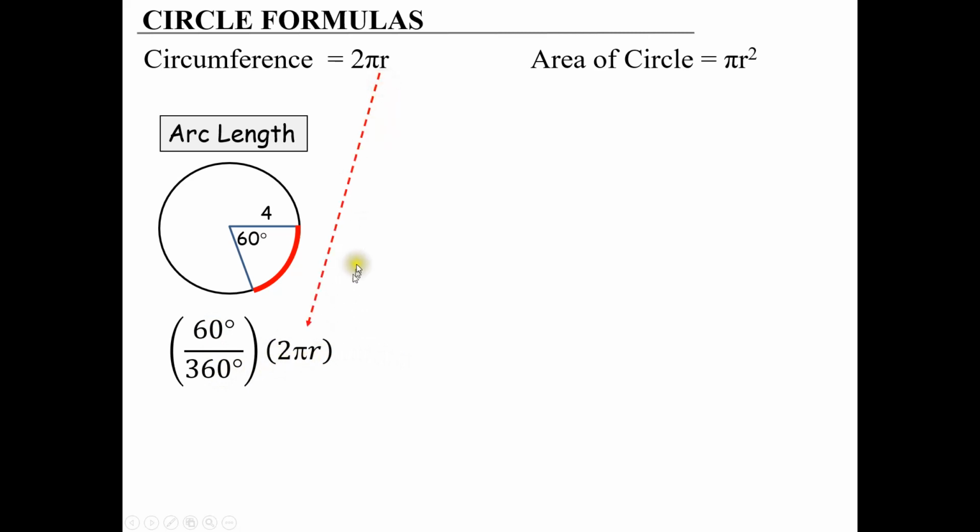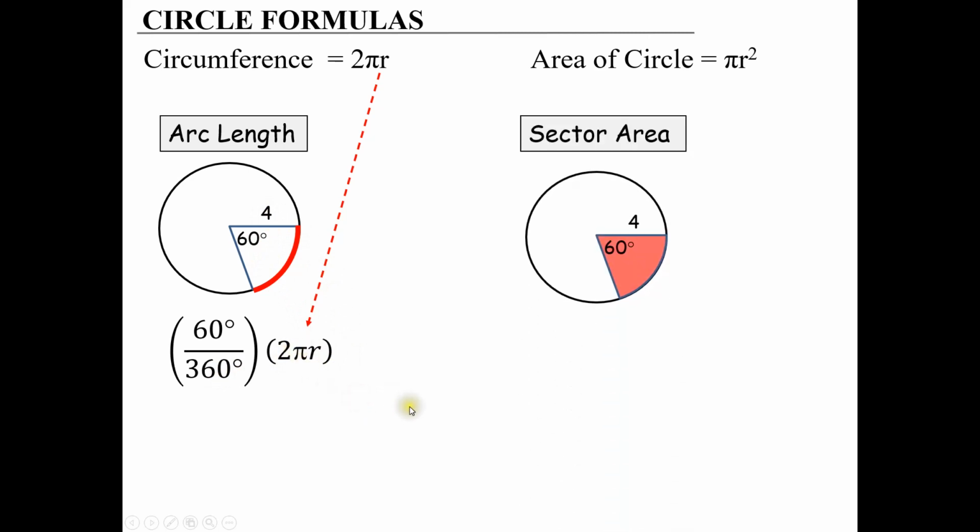Okay, so I bring the circumference down here, obviously, and then I just do 60 divided by 360 times 2 pi r. Okay, and the r is 4, right? So that'd be 8 pi. Now sector area is finding the area of the piece of pizza. Okay, so the only thing different about this, we still have a degree fraction. We're just going to use the area formula instead because we're getting a part of the whole area of the circle. Okay, so here's the degree fraction.